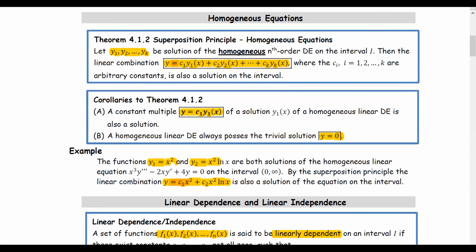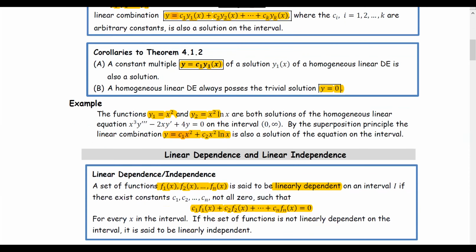For example, the functions y1 equals x squared and y2 equals x squared times natural log x are solutions of the homogeneous linear equation. By the superposition principle, the linear combination y equals c1 x squared plus c2 x squared natural log x is also a solution of the equation.